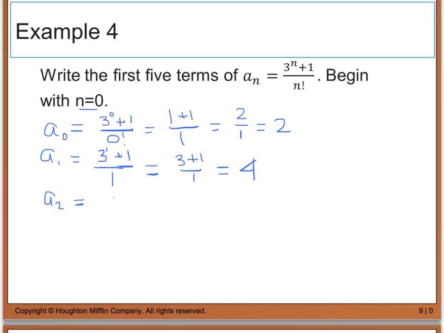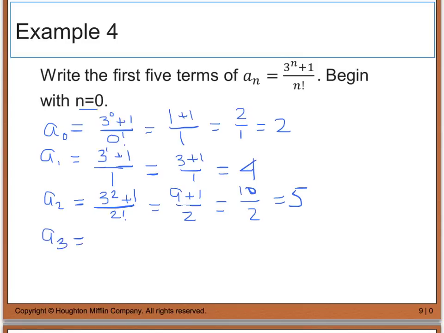A sub 2 is going to be 3 squared plus 1 divided by 2 factorial. 3 squared is 9 plus 1 divided by 2 factorial, which is 2. I end up with 10 halves, or 5.